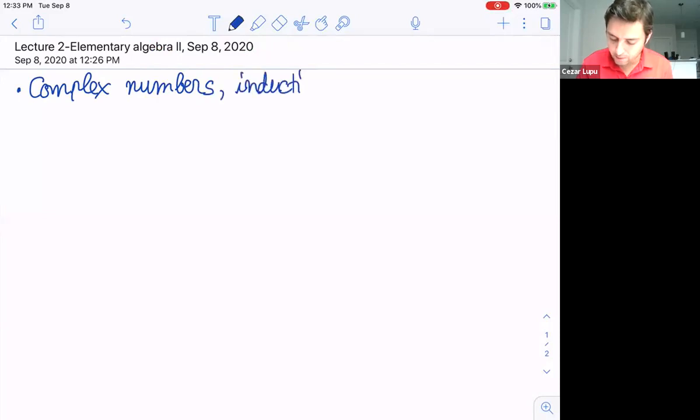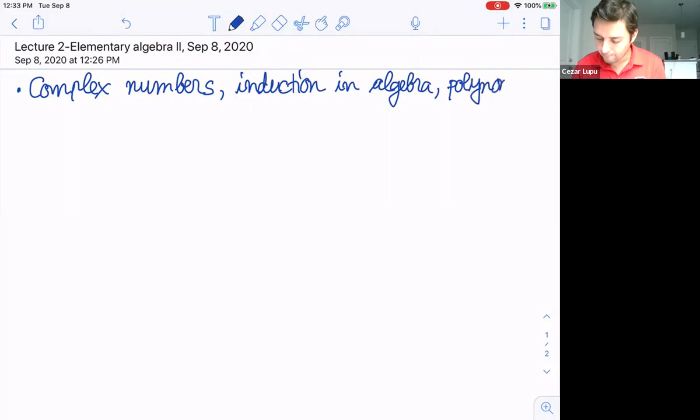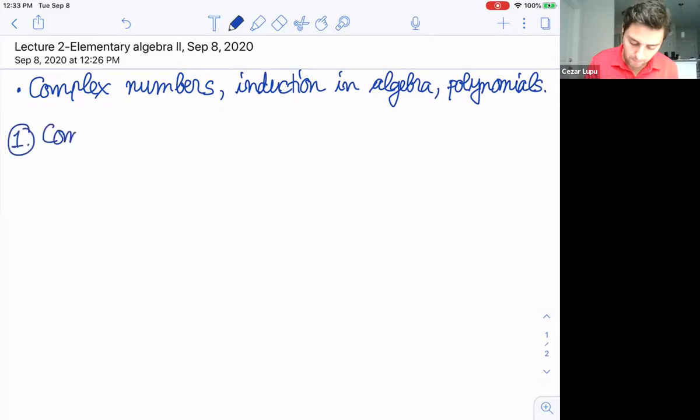And when I talk about induction, I would like to say induction in algebra so that it's specific. And at the end, we'll be covering polynomials. So that's the plan for today. Well, it's a pretty ambitious plan, but anyway, let's get started. So let's start with first complex numbers.